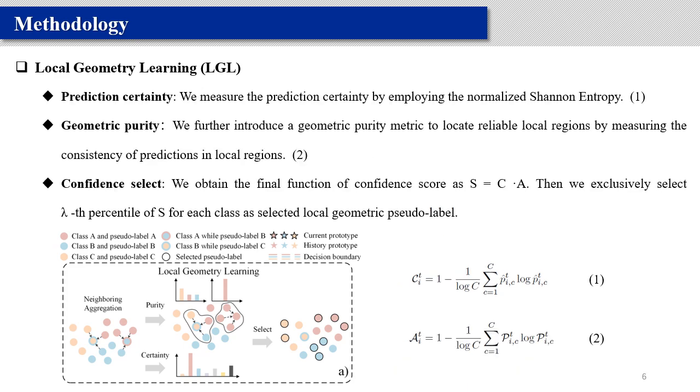The prediction certainty is the anti-entropy of each point prediction. Besides, the geometric purity represents the purity score of surrounding points, obtained by calculating anti-entropy based on the predictions of neighboring points. With geometric purity and prediction certainty, we obtain the final confidence score as S equals C times A. Then we exclusively select the lambda-th percentile of S for each class as the selected local geometric pseudolabels.